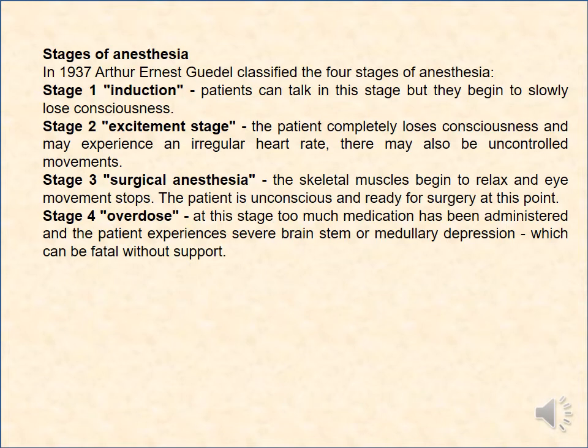The stages of anesthesia. In 1937, Arthur Ernest Guedel classified four stages of anesthesia. The first stage, induction: the patient can't talk in this stage, but they begin to slowly lose consciousness. Stage 2, excitement stage: the patient completely loses consciousness and may experience an irregular heart rate. There may also be uncontrolled movement. The third stage is surgical anesthesia.